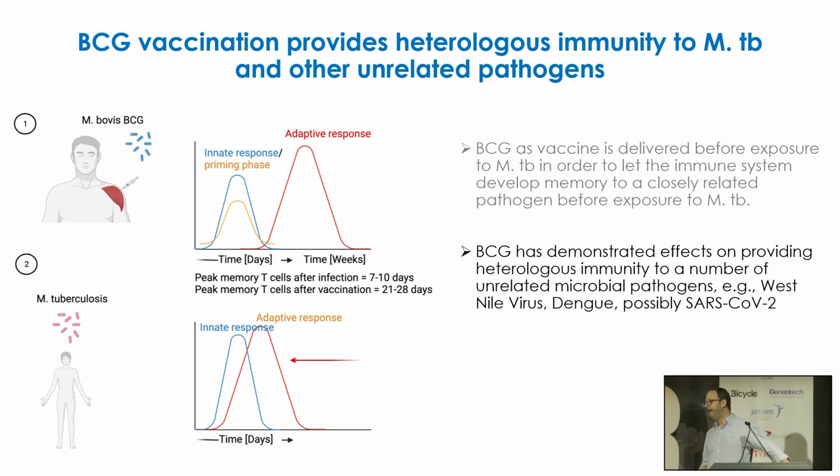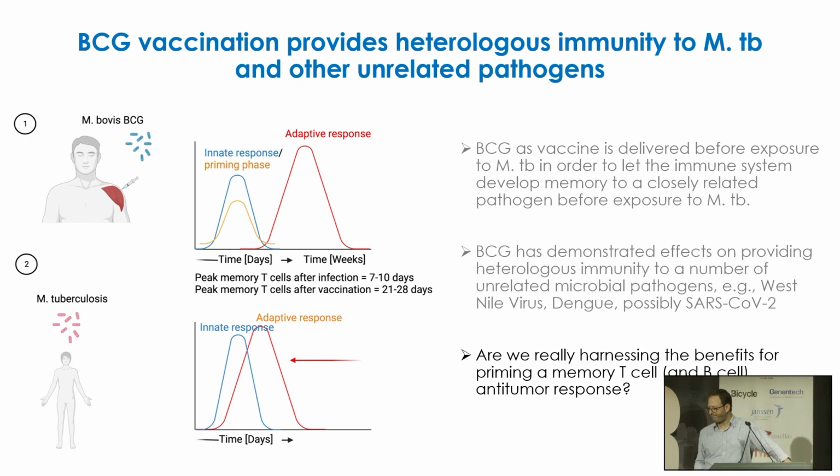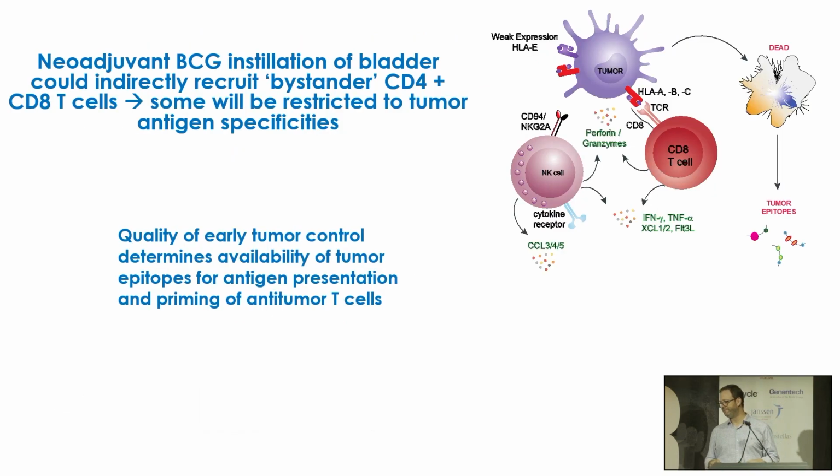And so there's a number of unrelated pathogens to BCG or TB, where BCG has quite established what we call heterologous immunity. And so the question to us all is, are we really harnessing the benefits of BCG? And on top of this, we're dealing with global shortages of BCG. So I think there's an argument to be said that if we could find a way of using this more effectively, there's like multiple layers here that benefit.